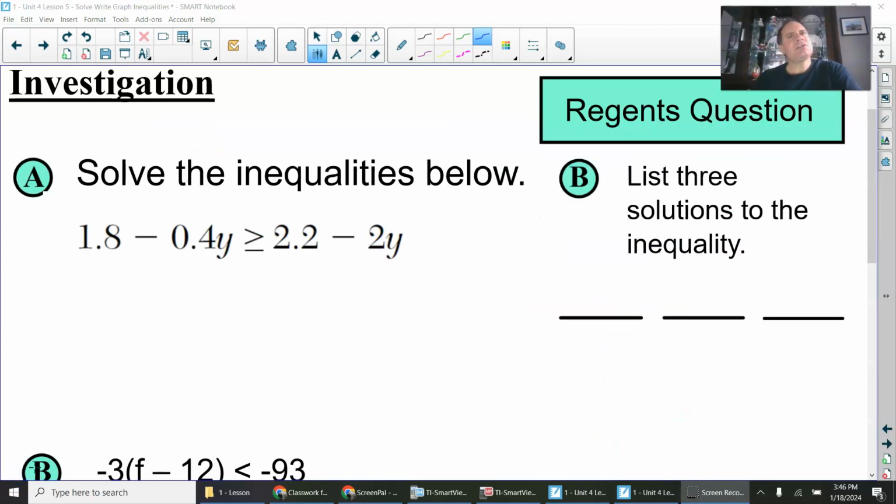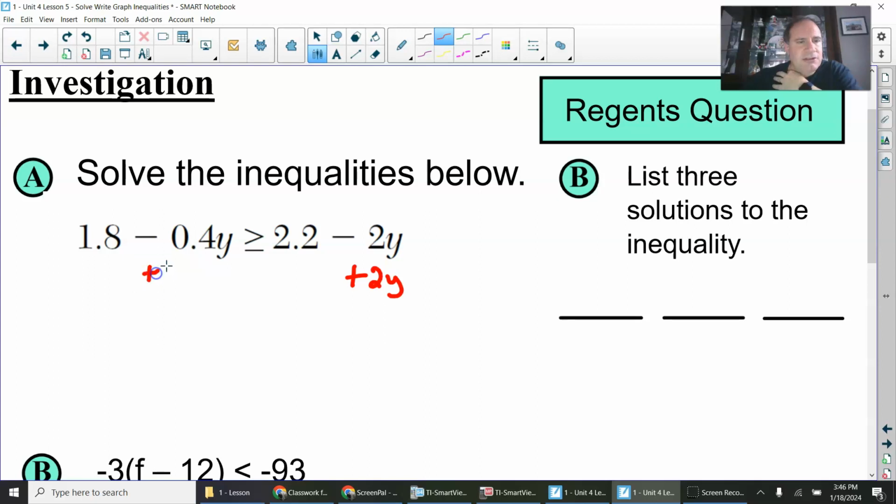When there's a regions question, we'll go over it. You have to solve the inequalities below, right? So we're going to solve it. This right here, you're looking at it and you say, okay, there's a y over here and there's a y over here. I want to stay in the positive, right? It's not a big deal if you don't. It's just that I want to, because then I don't have to flip the inequality symbol.